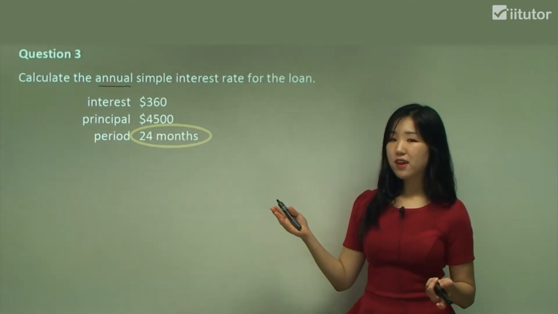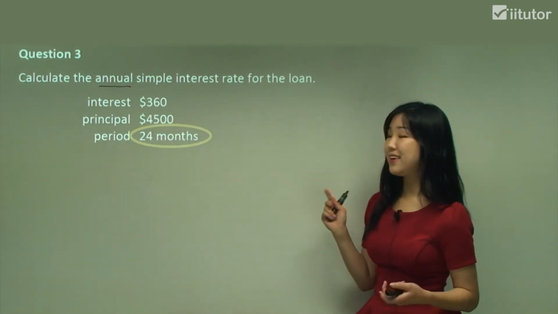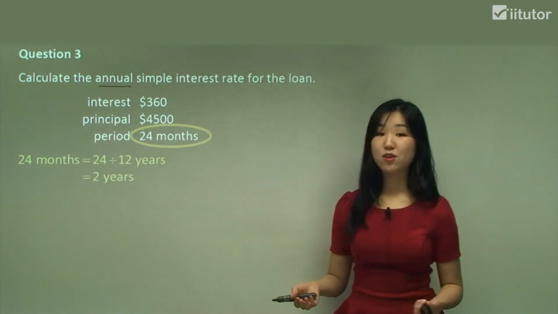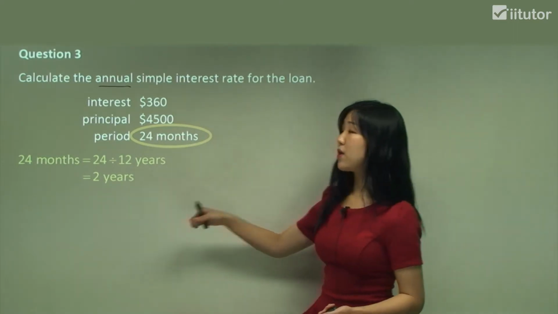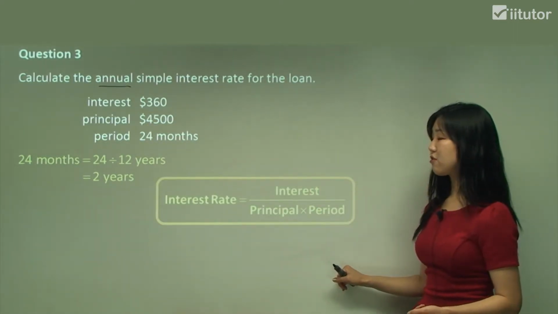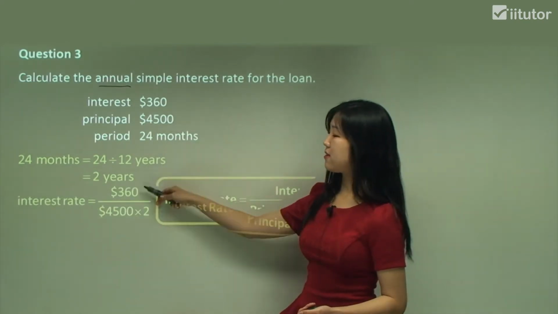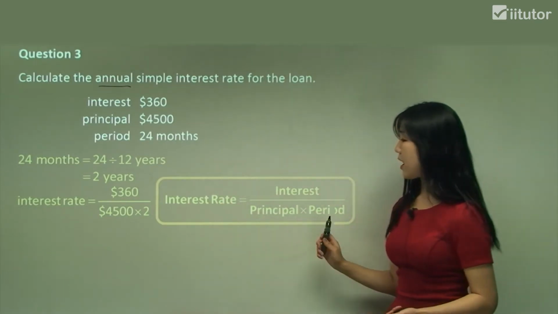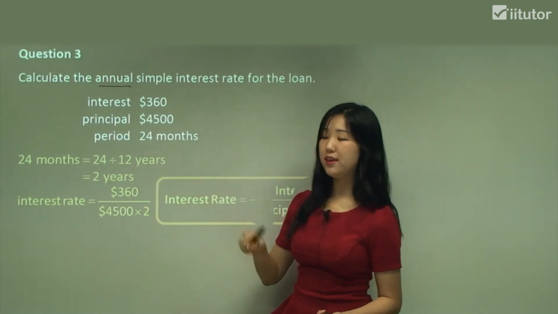So how many months in a year, guys? There's 12 months. So to calculate how many years in 24 months, we'll have to divide it by 12 and simply get 2 years. So now that we've converted the period in terms of years, we can finally use our interest rate formula, which is going to be our interest of 360, our principal, which is 4,500, and our period is 2 years that we've just calculated over here. You must put it in years.